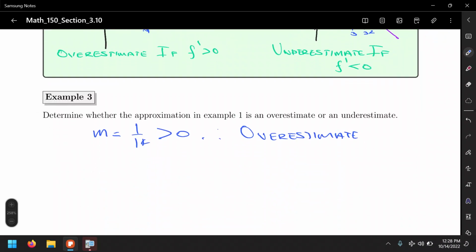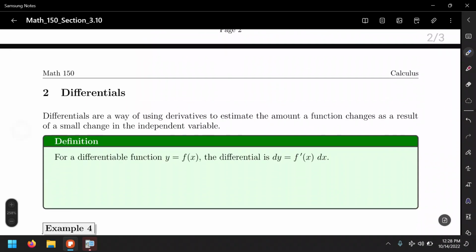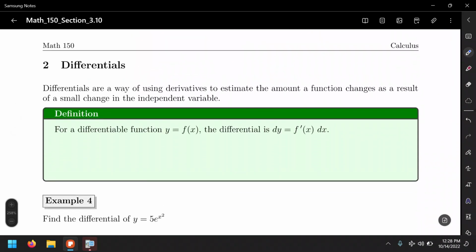And well, yeah, so that's about linear approximations. The next topic is finding the differential. A differential is usually a way to estimate how much a function changes when we make a slight change in the independent variable.